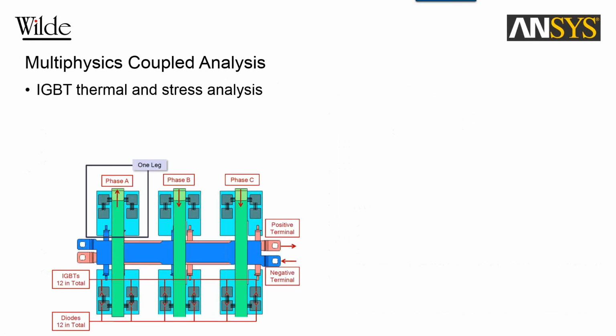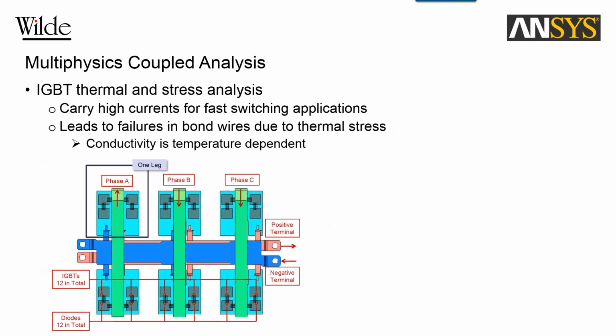I want to talk to you a bit about multiphysics analysis. In this case, we've got a six-leg IGBT assembly, but we're going to be looking at just one leg of the six legs. This type of assembly is usually used for fast switching applications. What that implicitly means is that you've got high current moving through the bond wires, which leads to thermal stress. Again, the bond wire conductivity is temperature dependent in this example.